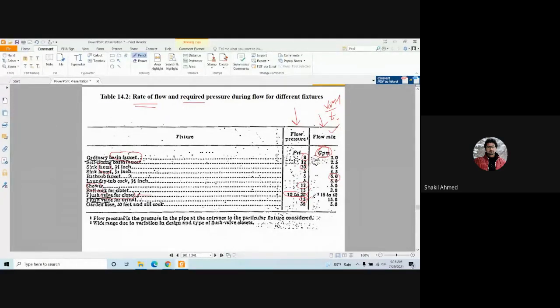What I was trying to say is that flow pressure and flow rate are not always consistent. For example, here it is 5, here it is 30. Now you can see the opposite scenario here. It is 6, it is 5.